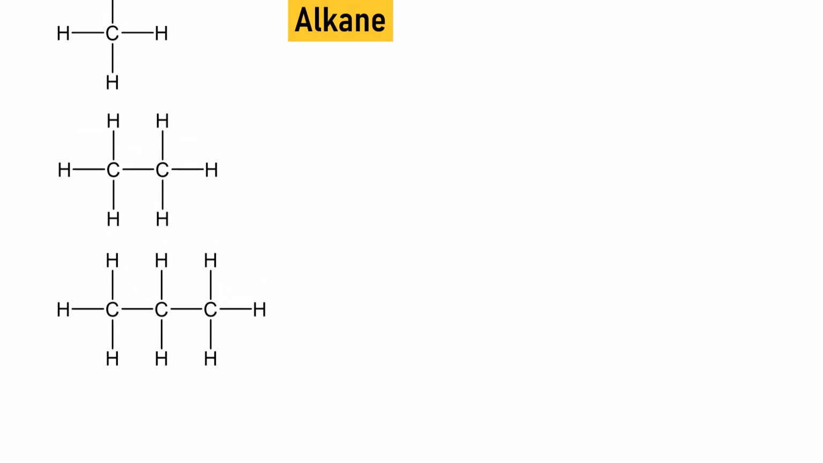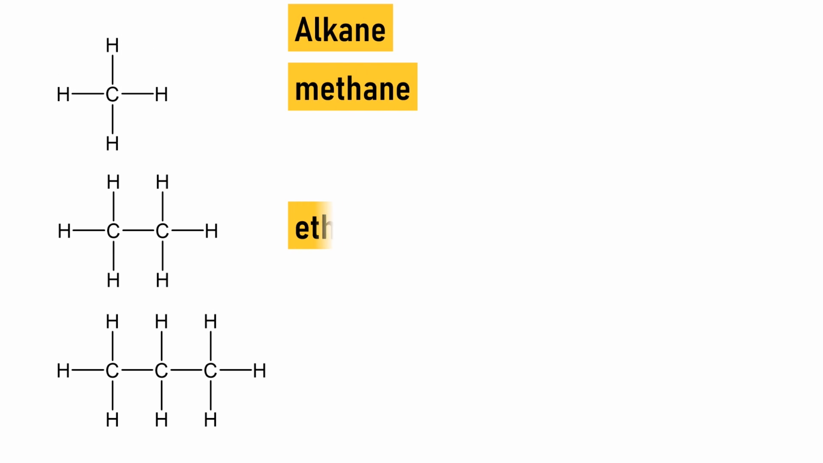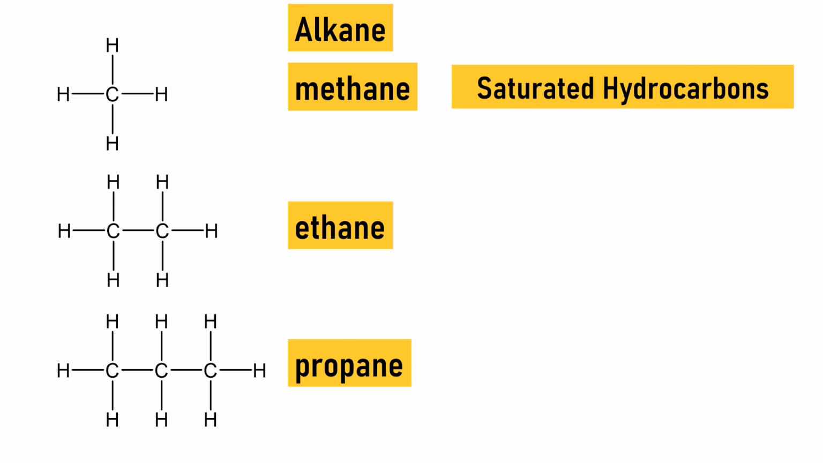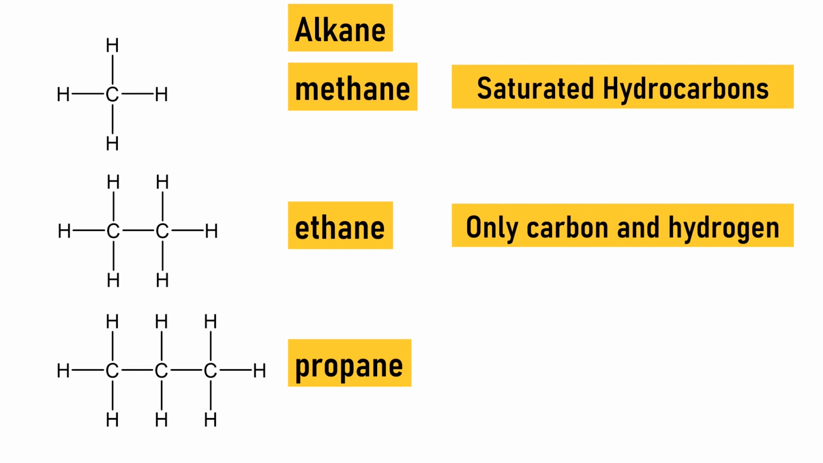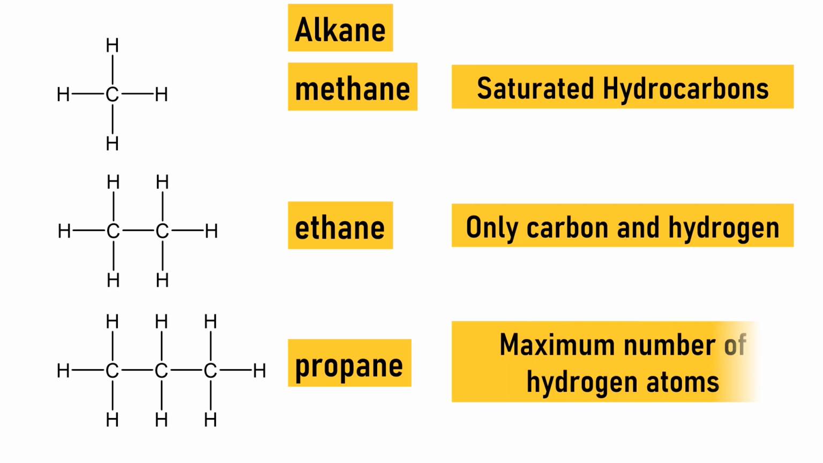First, think of an alkane. Here are methane, ethane, and propane. Alkanes are saturated hydrocarbons, meaning they are comprised of only carbon and hydrogen atoms. And each carbon has the maximum number of hydrogen atoms around it to satisfy the octet rule. Thus, there's a maximum number of sigma bonds. You can see my lecture on hybridization for more on sigma and pi bonds.